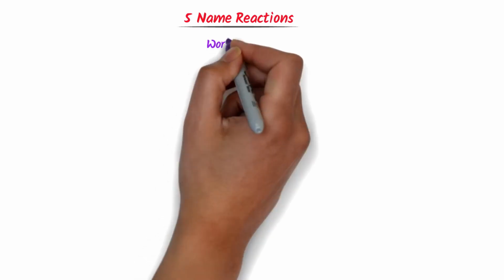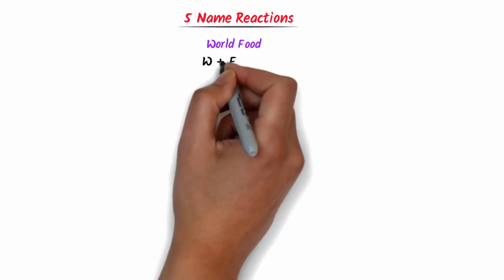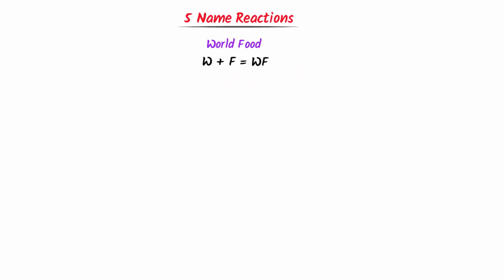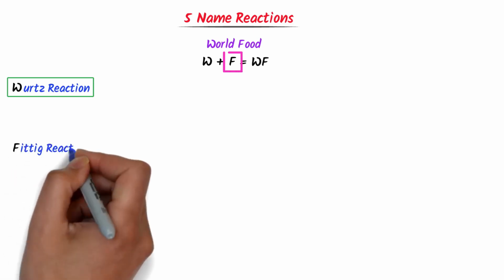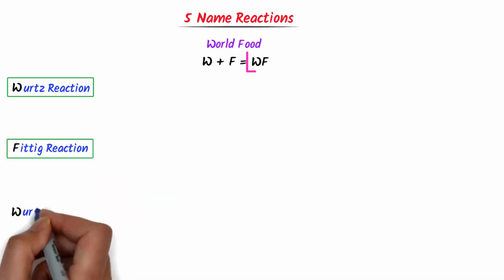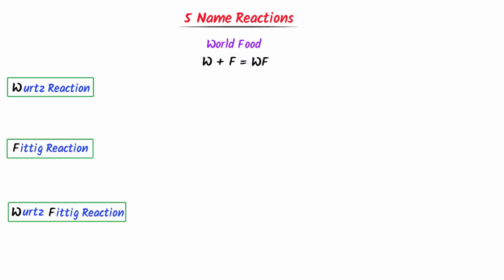I write word food, or WF. I add W plus F, which is WF. Now listen carefully. This W stands for Wurtz reaction, this F stands for Fittig reaction, and this WF stands for Wurtz-Fittig reaction.